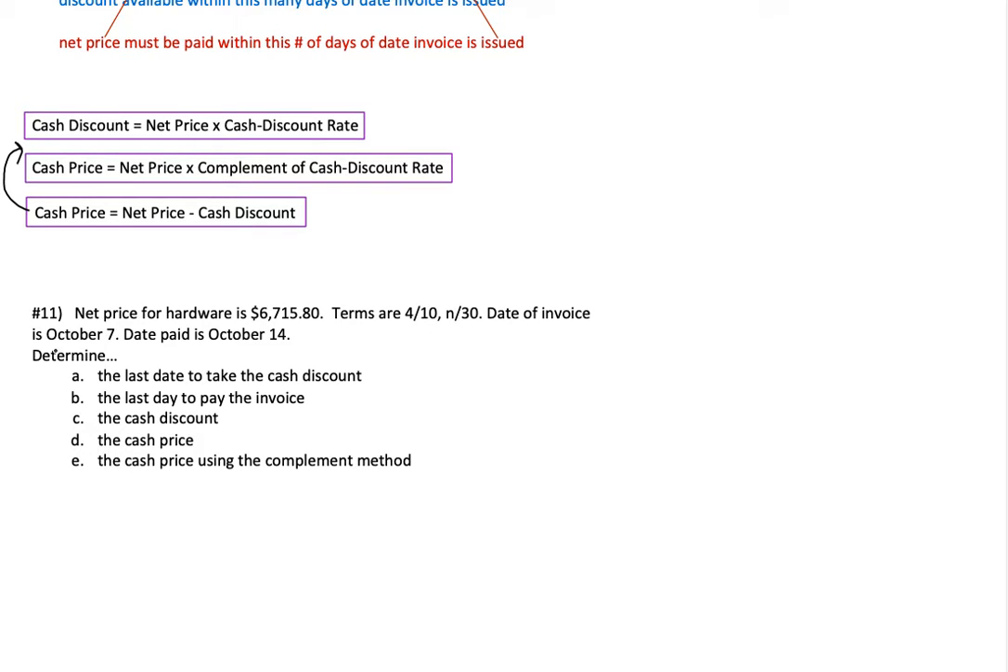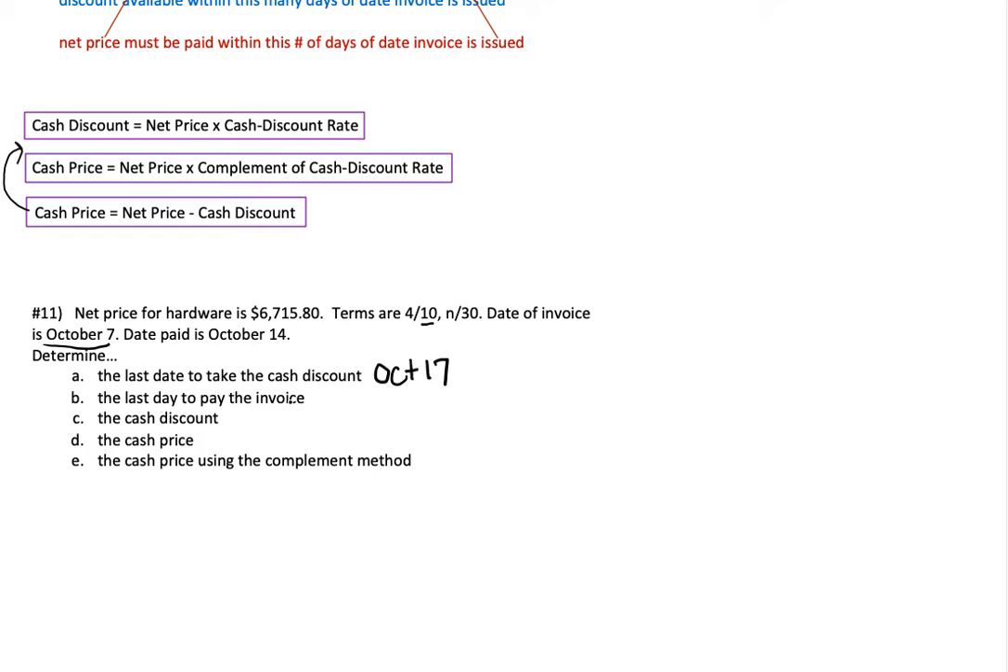So the date of the invoice is October 7th, and they paid it October 14th. So determine the last date to take the cash discount. Well, that's going to be 10 days after it was issued on the 7th. So the last date would be October 17th.